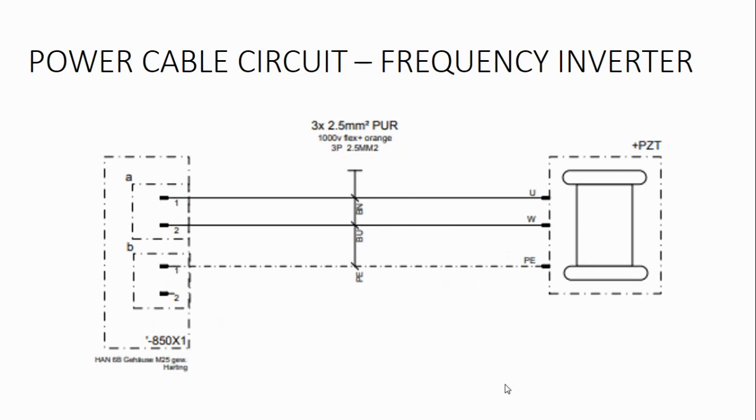Second, the power cable circuit for the frequency inverter. The transformer is the passive electrical device that transfers electrical energy from one electric circuit to another, or multiple circuits. A varying current in any one coil of the transformer produces a varying magnetic flux in the transformer core, which induces a varying electromotive force across any other coils wound around the same core.